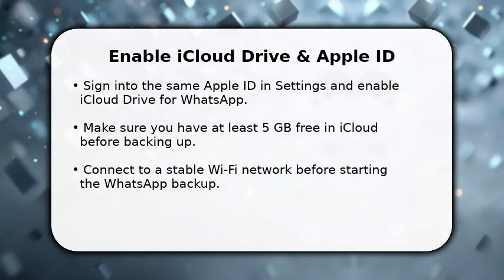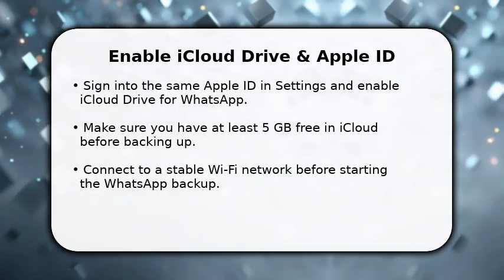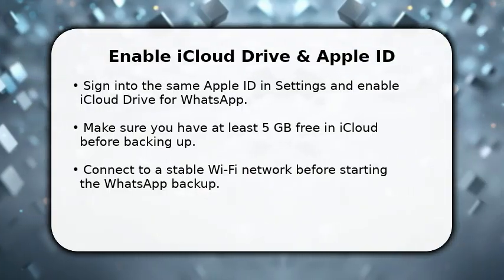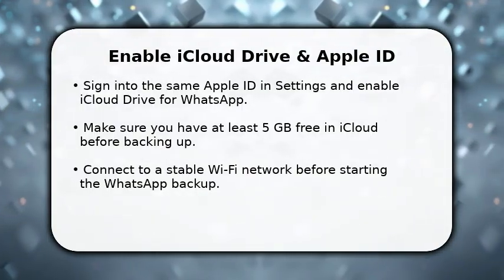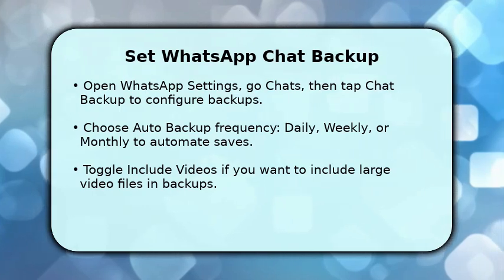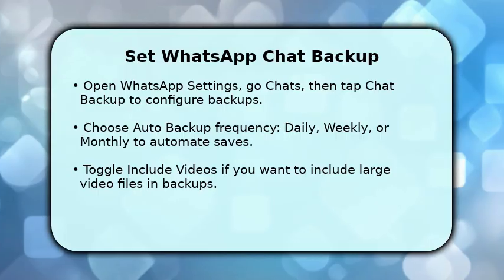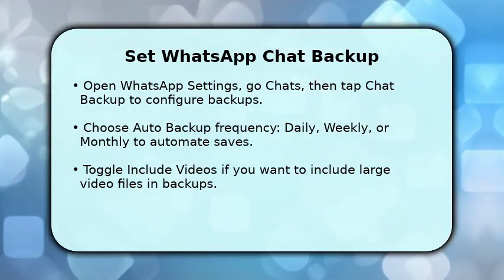Connect to a stable Wi-Fi network to avoid data charges. Keep your phone plugged in during large backups to prevent interruptions and failed uploads. Open WhatsApp and tap Settings, then Chats, then Chat Backup to begin. Tap Backup now to create an immediate copy in iCloud.